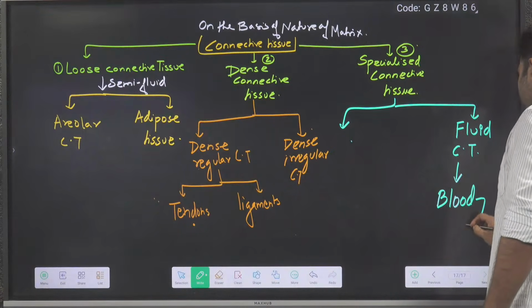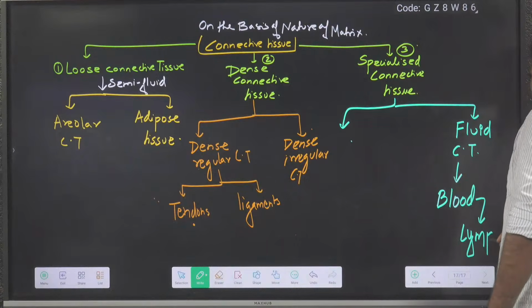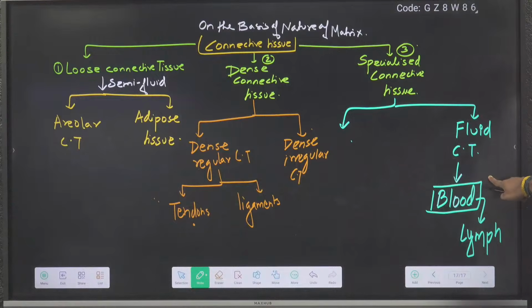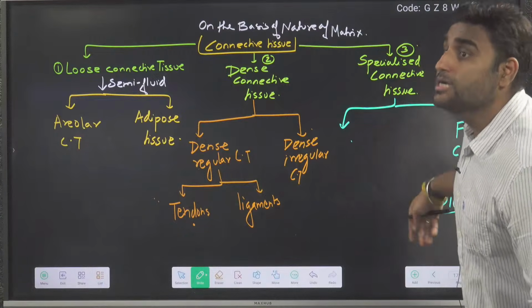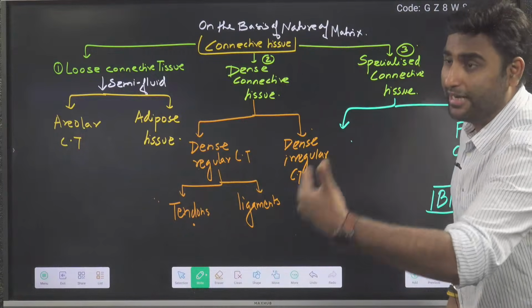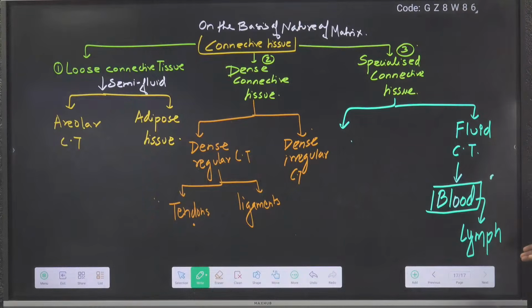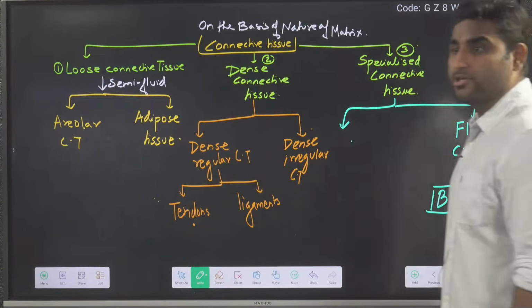From blood, what can be derived? From blood, you can derive lymph. So fluid connective tissue mainly is blood. But what is the byproduct of the blood? Blood is getting filtered from the blood capillaries to become lymph. So that is coming under fluid connective tissue.